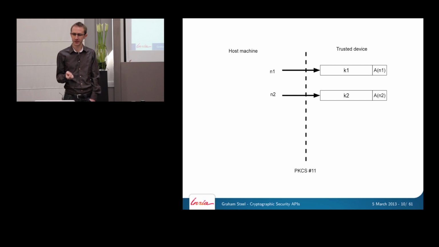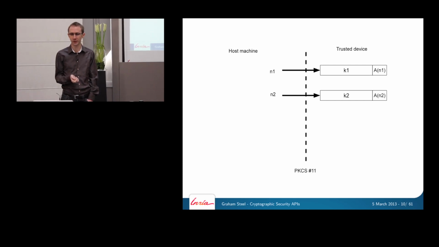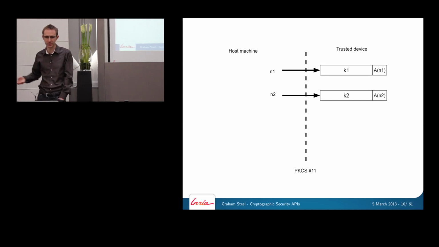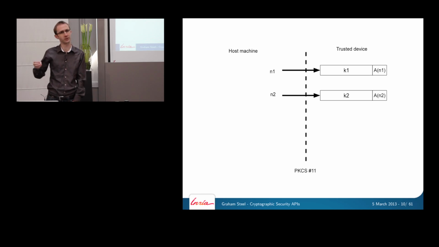In addition to the keys, K1 and K2, I'm also storing some of this metadata, these attributes, which are describing the usage policy of this key. I've just written A of N1 there. That's some string of attributes, which is some booleans, some trues and falses, saying this key is available to do this, it's not available to do that. We're going to see some more examples of exactly how that works.